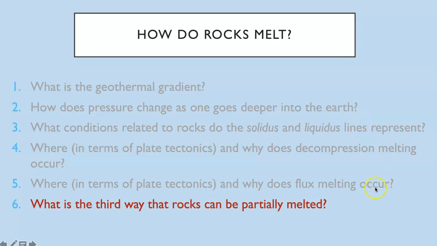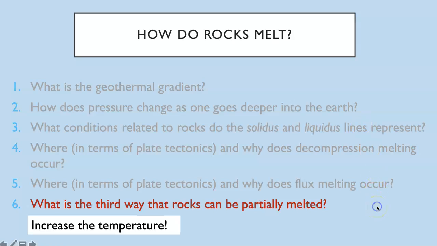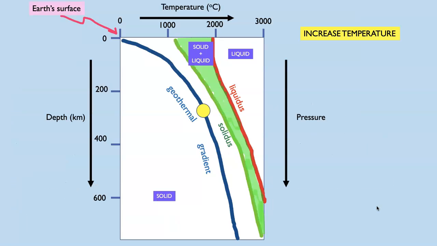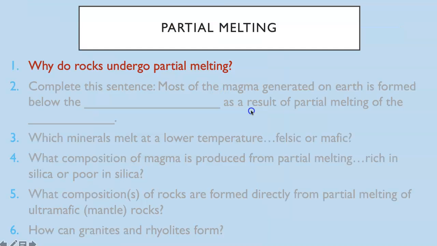The third way rocks melt is that you can simply heat them up, increase the temperature. That's probably the one that came to mind first. And so in this case, we're taking our rock and somehow we're making it hotter, and we're going to cross the solidus and start to melt it. And if we go all the way past the liquidus, we're going to completely melt it.